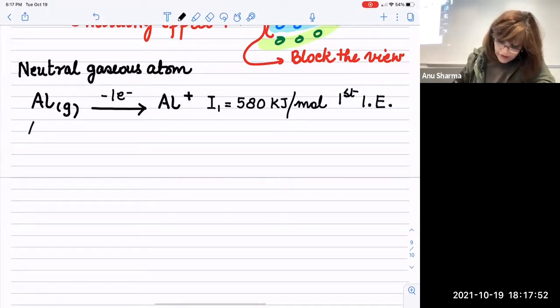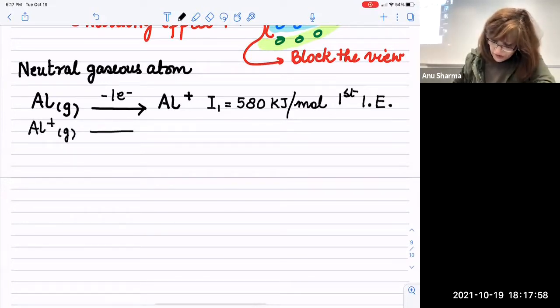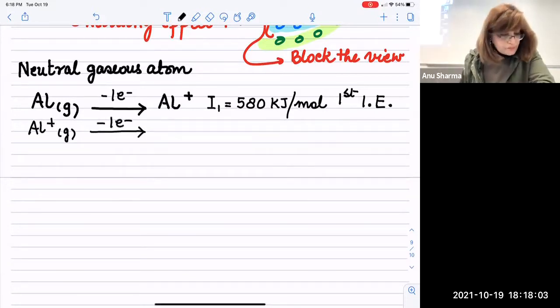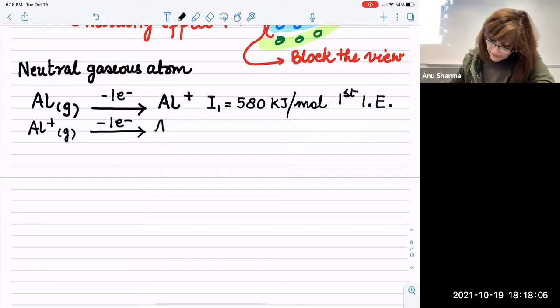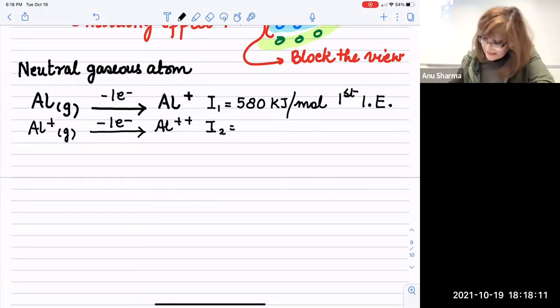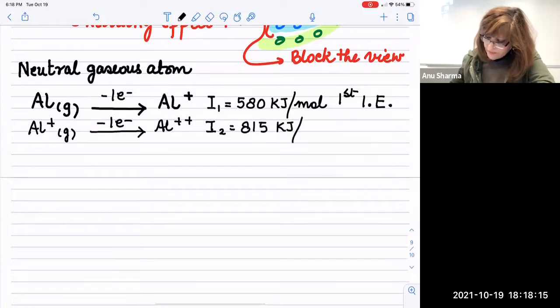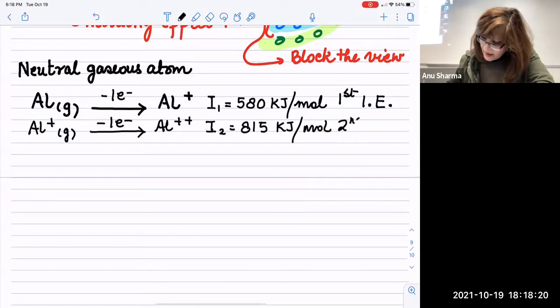Now you have aluminum with plus one charge, still in the gaseous state, when it has, remember, 3 electrons. So now you remove the second electron, and then it becomes aluminum plus 2. This is called the second ionization energy, and the value of this one is 815 kilojoules per mole. So that's the second ionization energy.